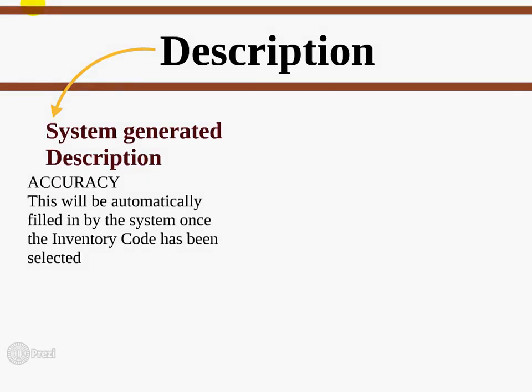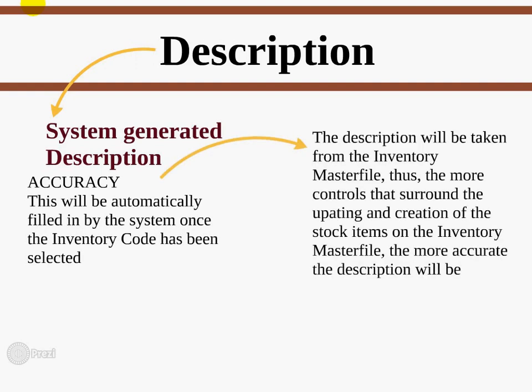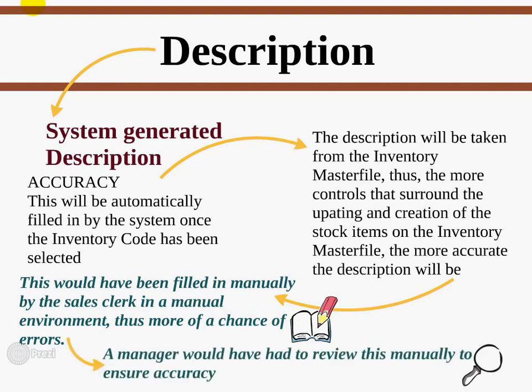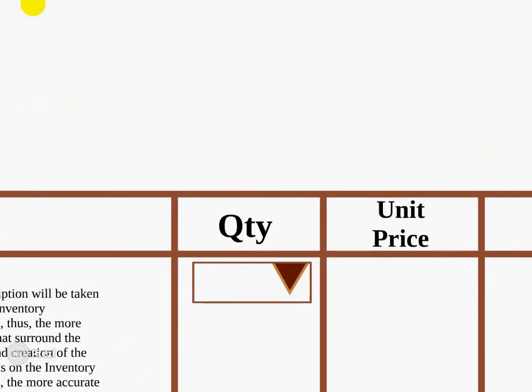The accuracy will be assisted here. It will be automatically filled in by the system once the inventory code has been selected. The description will be taken from the inventory master file. Thus, the more controls that surround the updating and creation of the stock items on the inventory master file, the more accurate the description will be. This would have been filled in manually by the sales clerk in a manual environment. Thus, there's more chance of errors. A manager would have had to review this manually to ensure accuracy. Your quantity.